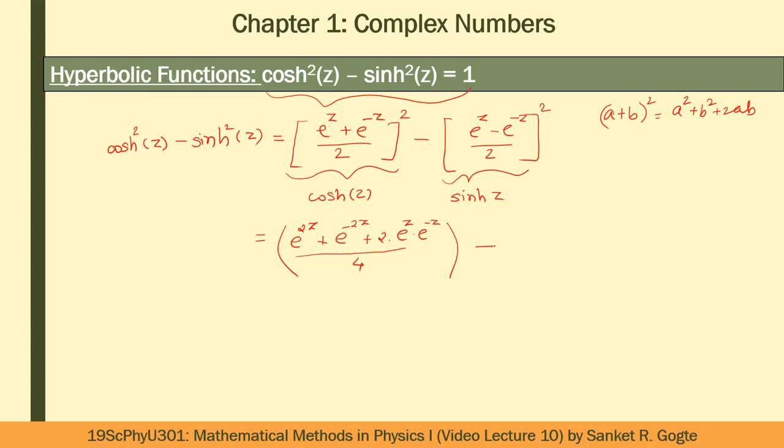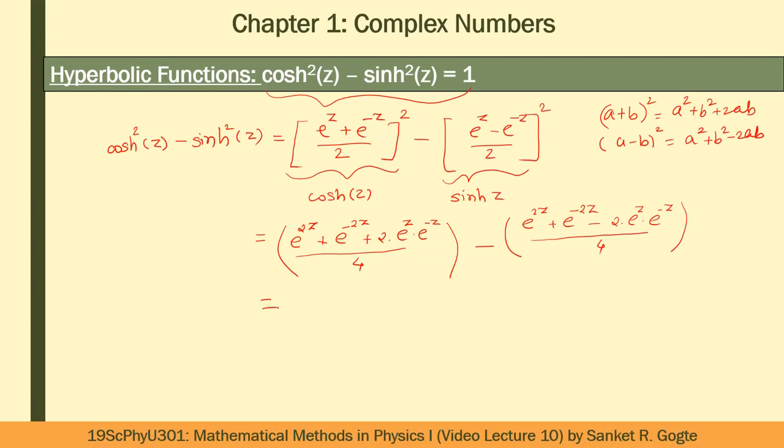Similarly, to square the second bracket, now I have to use the formula (a minus b) square is equal to a square plus b square minus 2ab. So if I use this formula, the square of hyperbolic sine z turns out to be equal to e to the power 2z plus e to the power minus 2z minus 2 into e to the power z into e to the power minus z, divided by 4.